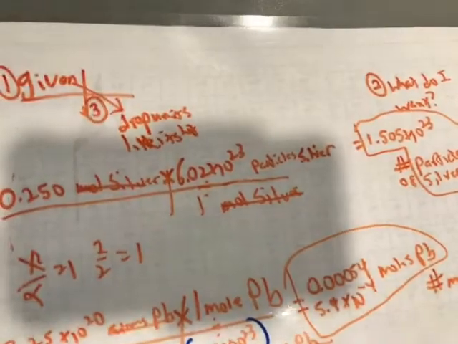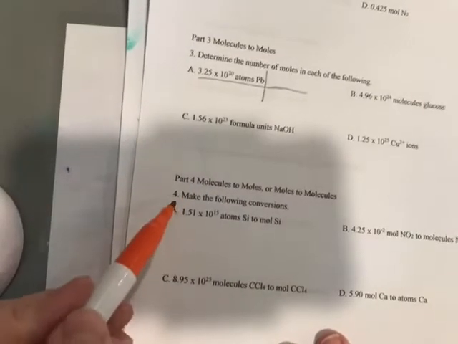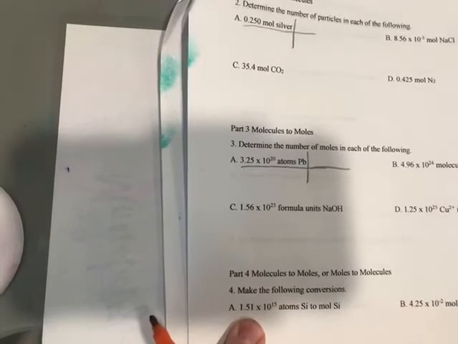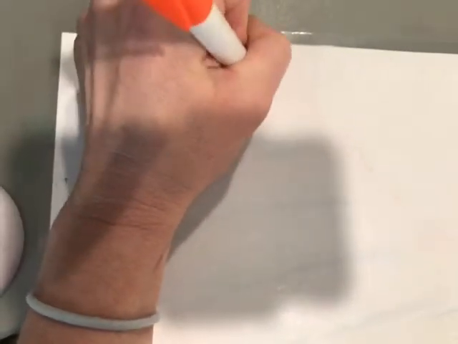Okay, I'm going to show you one more. And again, all these are either moles to molecules or molecules to moles. So we're going to look at number 4A, just to get you in the flow of it. So we're going to do this one down here. So my given is 1.51 times 10 to the 15th atoms of silicon. That's my given. 1.51 times 10 to the 15th atoms silicon. First box. Always my given in the first box.